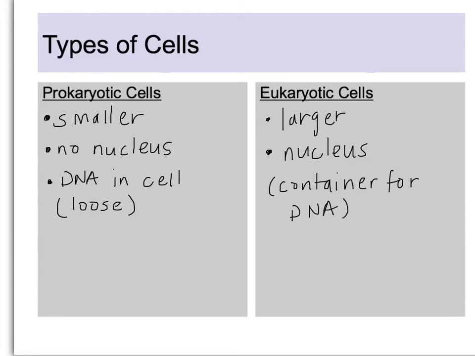Prokaryotic cells don't have many structures inside them. Eukaryotic cells are more complex, which means they have more structures.